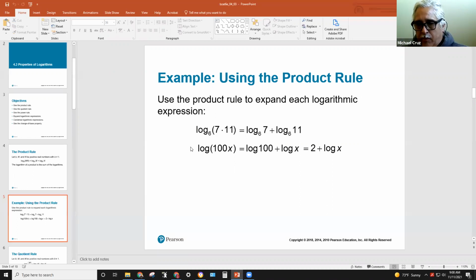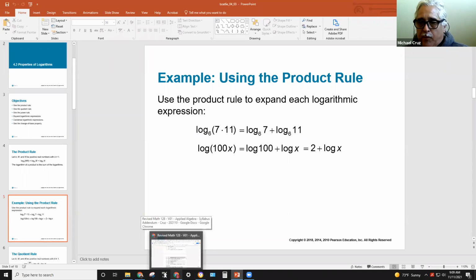Now this one right here is a little more realistic because it's got 100x. Remember, whenever you have a coefficient in front of a variable, any kind of variable, that simply means multiplication. So the log of 100 plus the log of x; we're breaking it in two. Now, why does the log of 100 end up being 2? Anybody got any idea? It has to do with the property from last time.